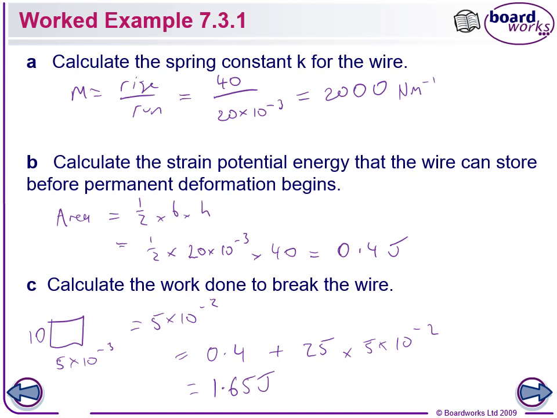So something like that, that's what the graph looks like. I can't go back a slide while I'm recording, unfortunately. So we worked out in part B, the area under this graph is 0.4 joules. Under this bit, that's where I calculated there's 25 squares, and each one is worth 5 times 10 to the negative 2 joules. And so we add those two sections together to get the total area under the graph.